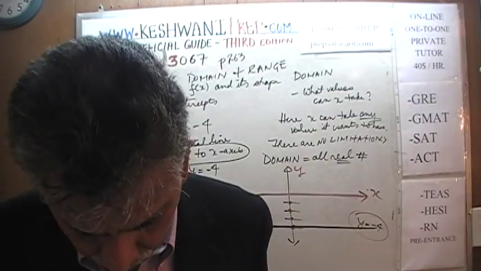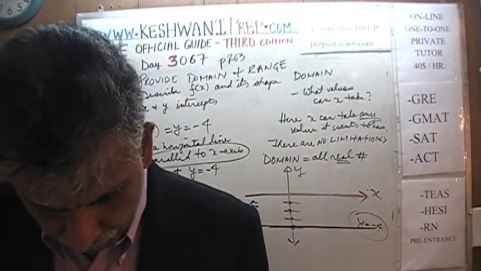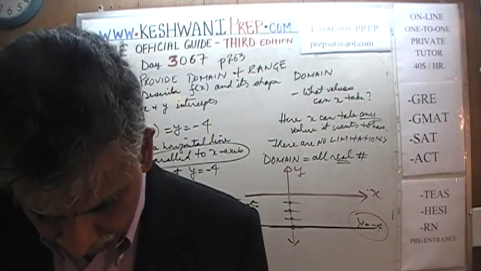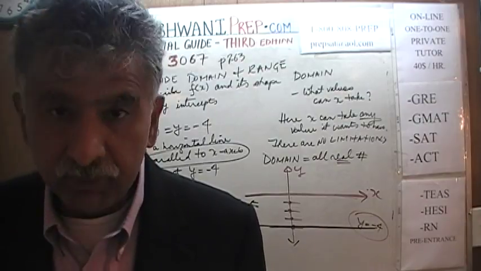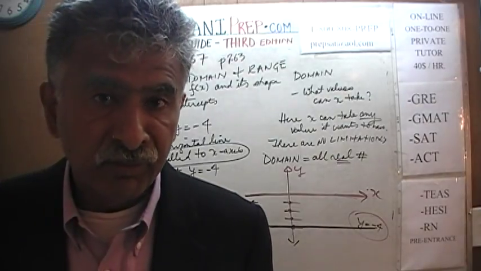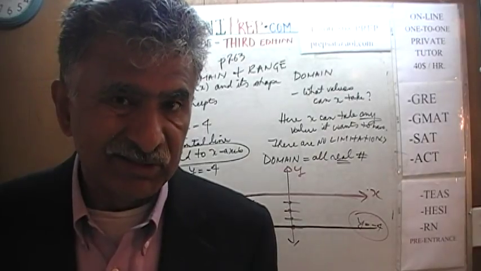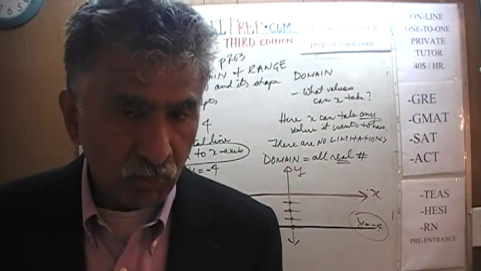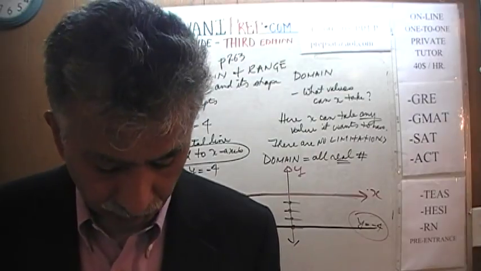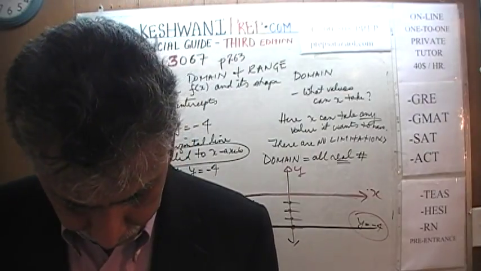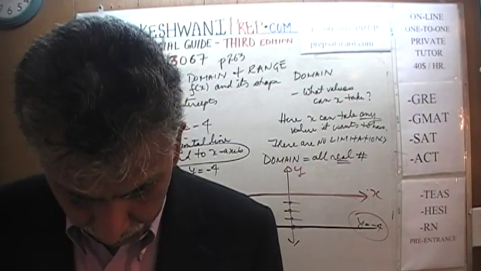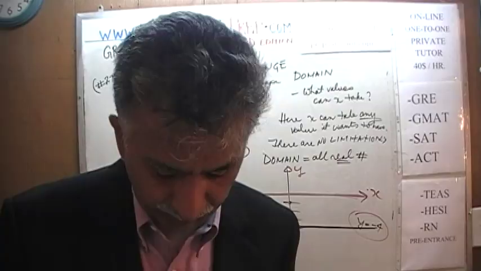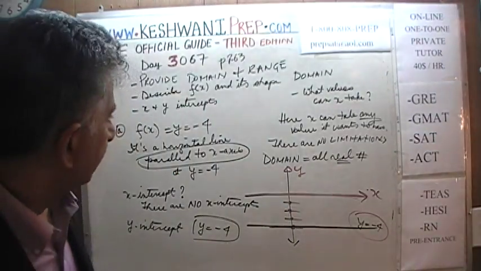That's all they're looking for, for each of the following functions. Give the domain, which we have done. Describe it. We just did it. The description that we gave was that it is a horizontal line parallel to the x-axis at y equals negative 4. That was the description, including its shape, and its x and y intercepts. We are done. Let's take a look at number B.